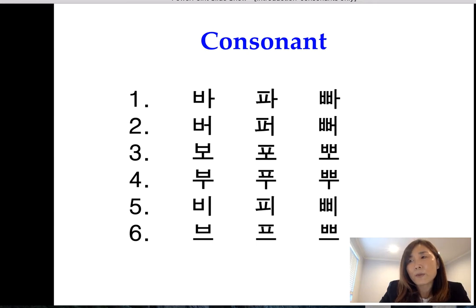Please practice the sounds of the following syllables with me. Please repeat after me. Number one, pa, pa, ba. Number two, pa, pa, ba. Number three, po, po, bo. Number four, pu, pu, bu. Number five, pi, pi, bi. Number six, p, p, b.